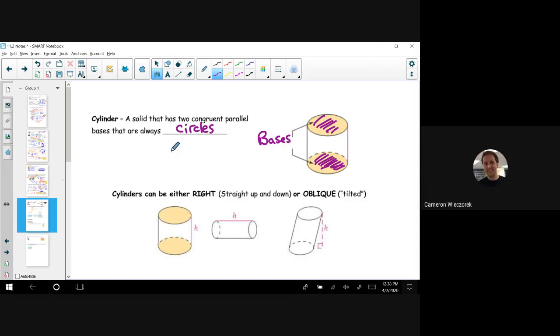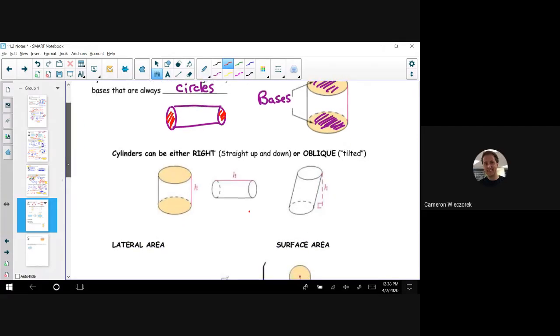And the cylinder could also be drawn from left to right, in which case the bases would be on the left and right instead of on the top and the bottom. Think of a soup can. A soup can is probably the most famous example of a cylinder.